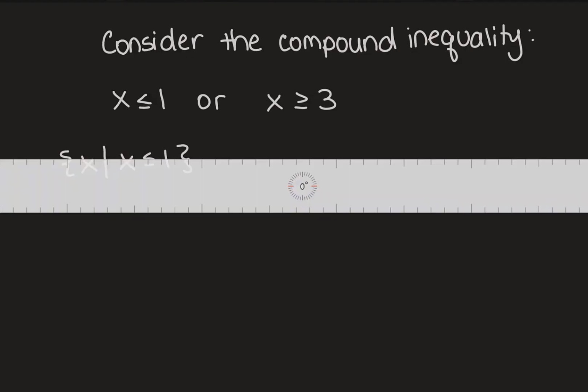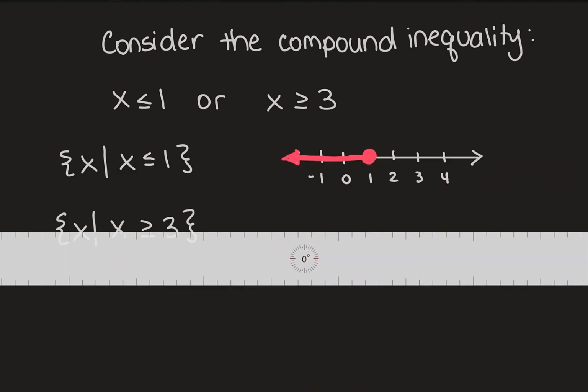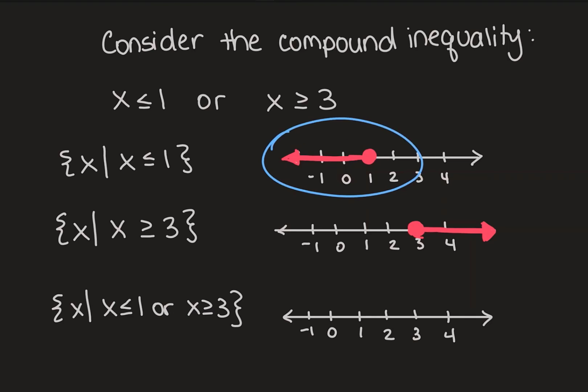First, we can graph the inequalities separately. Place a closed circle at 1 and shade everything less than 1. For the second graph, place a closed circle at 3 and shade everything greater than 3. Now the graph of the compound inequality will include solutions to the first inequality and the second inequality. So we can just place this on the same graph.